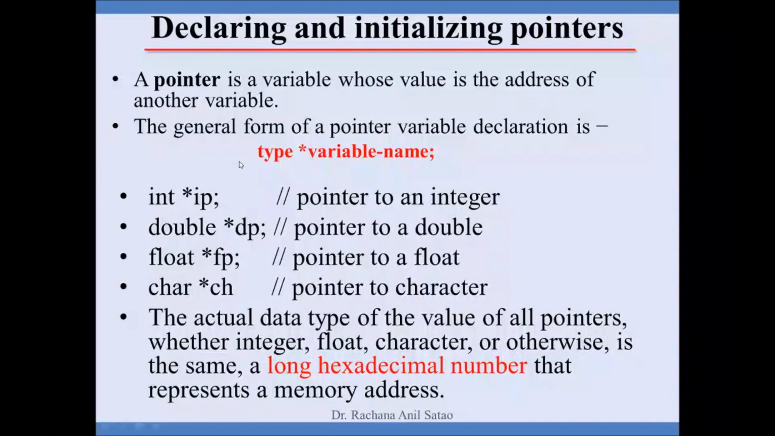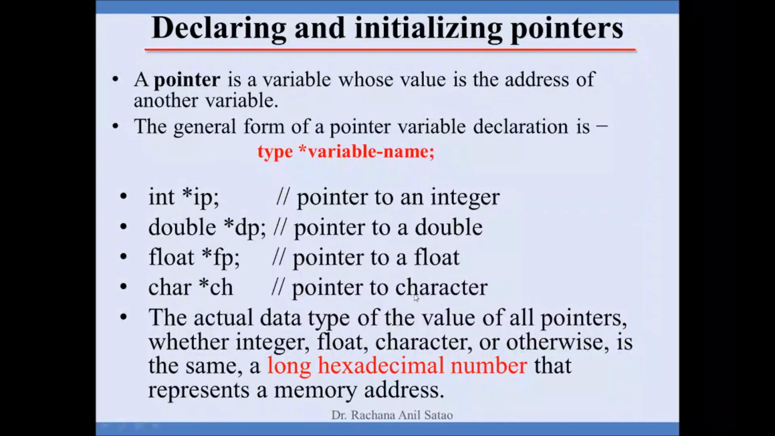The general form is a data type, then star and a variable name, then a semicolon. This is the declaration of a pointer variable. Example is integer star ip and a semicolon. This line declares a pointer, with the star indicating that this is a pointer, and it is going to point to an integer variable because its data type is integer. Similarly we have double pointer, float pointer, and character pointer. A character pointer is pointing to a character, so the data type decides which type of variable it will be pointing to.